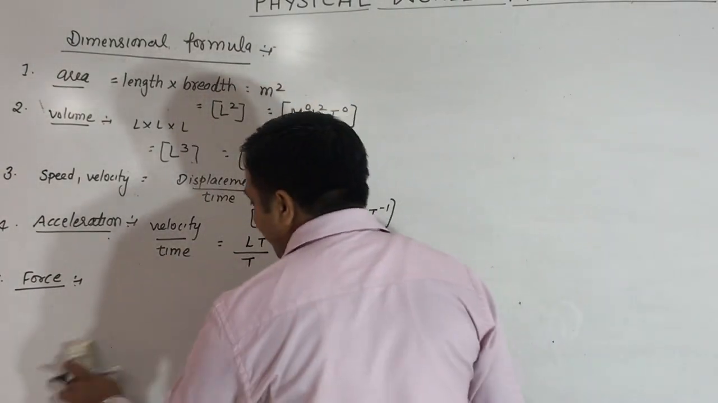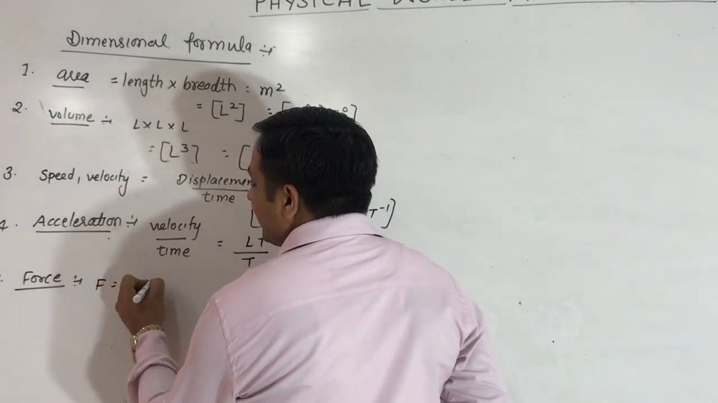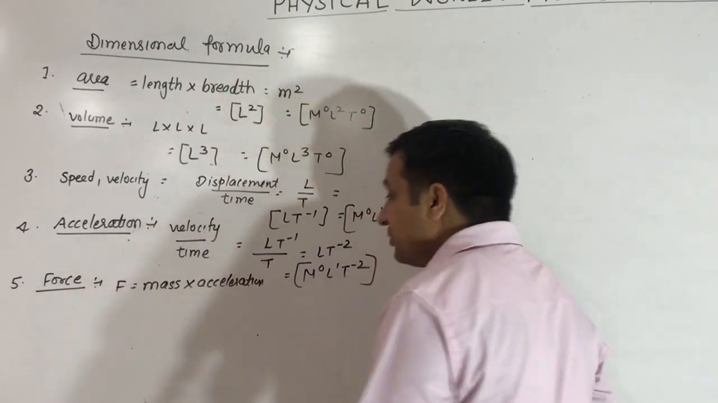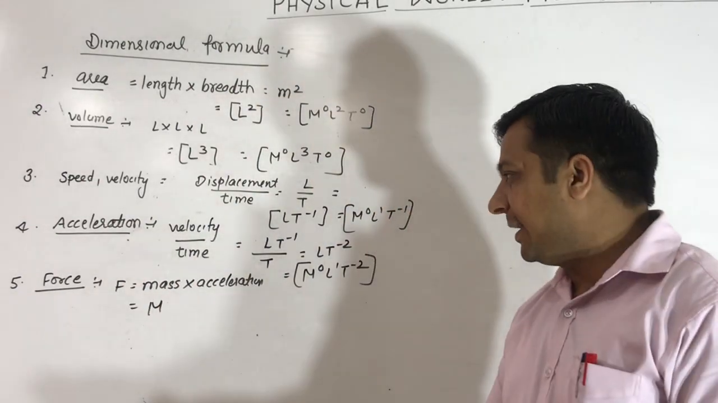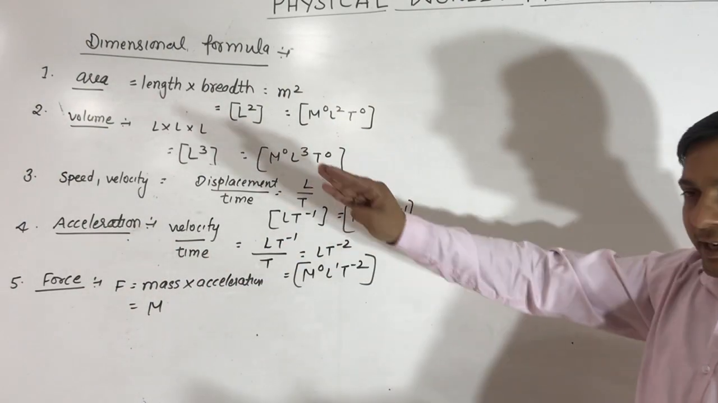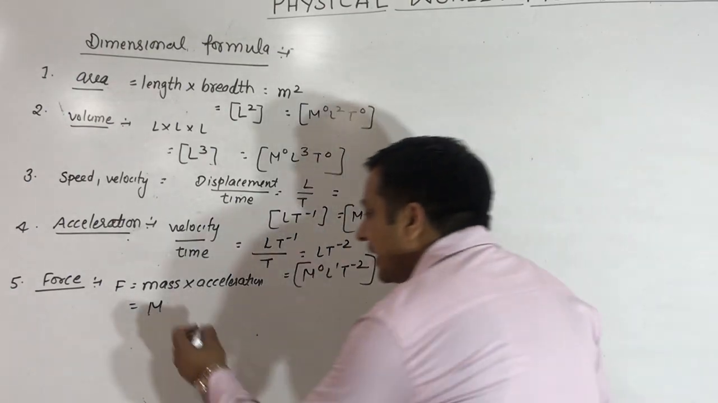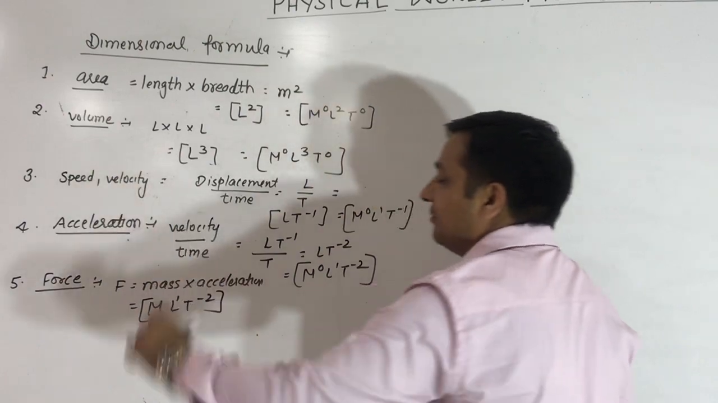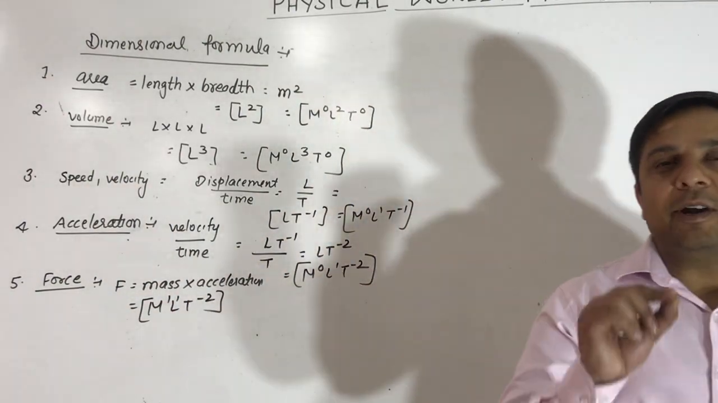What is mass into acceleration? Then force is equal to mass into acceleration. Dear students, for mass you will use M, definitely, and for acceleration, always remember, no need to derive again and again. What is acceleration? LT^-2. Then you will write LT^-2, and this is the very famous formula. Force is mass into acceleration. The formula of force is M1 L1 T^-2.